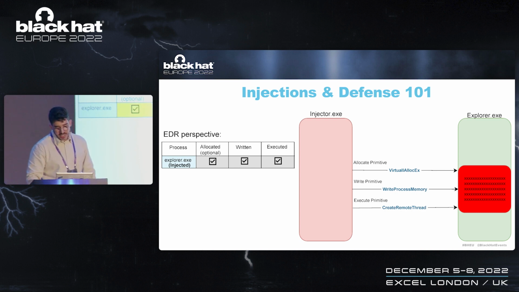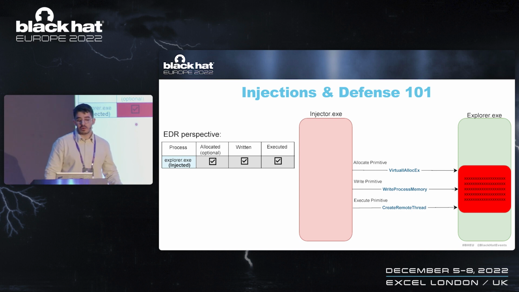So for simplicity's sake, I've chosen the injector to use an allocate primitive of VirtualAllocEx, the most simple one, and the EDR notices it and monitors it. When the injector writes to the allocated space that it created, the EDR correlates this and monitors it as well. And when the injector wraps things up with an execute primitive, here CreateRemoteThread, the EDR detects that this injector created an injection in Explorer. Explorer is injected, and the EDR will do things its way from now: terminate this, or whatever it chooses.